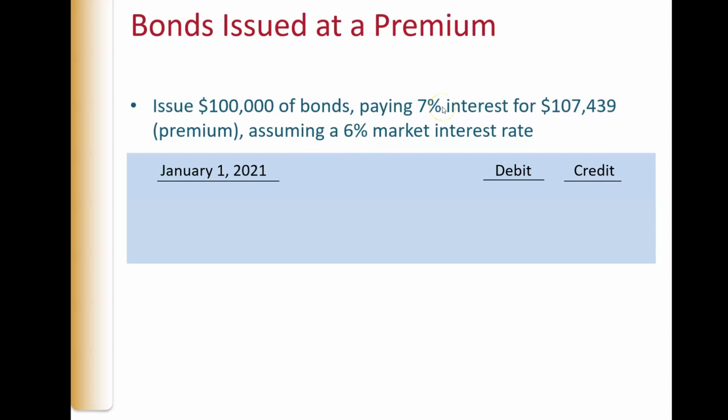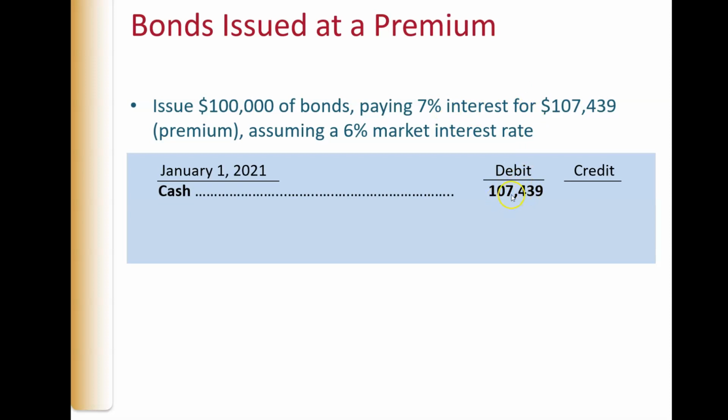So our bond is paying more than the market, so we are going to issue at a premium. Every bond is priced to yield the market rate of interest. So this bond is priced to yield 6%, not 7%. All right, how do we enter that?